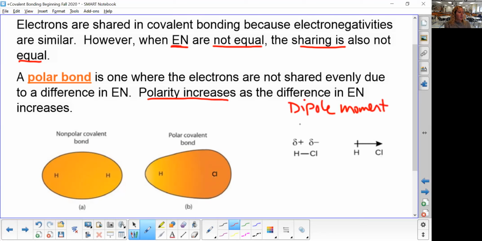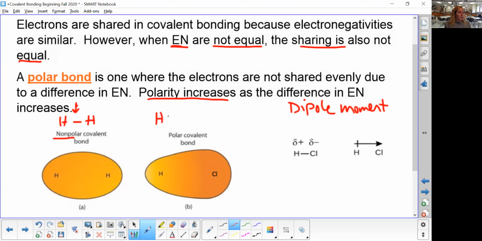And so when you see something like H2 here, this is a nonpolar covalent bond. The electronegativities of both hydrogens are the same, and so the electrons being shared are even. They spend an equal amount of time close to both nuclei.